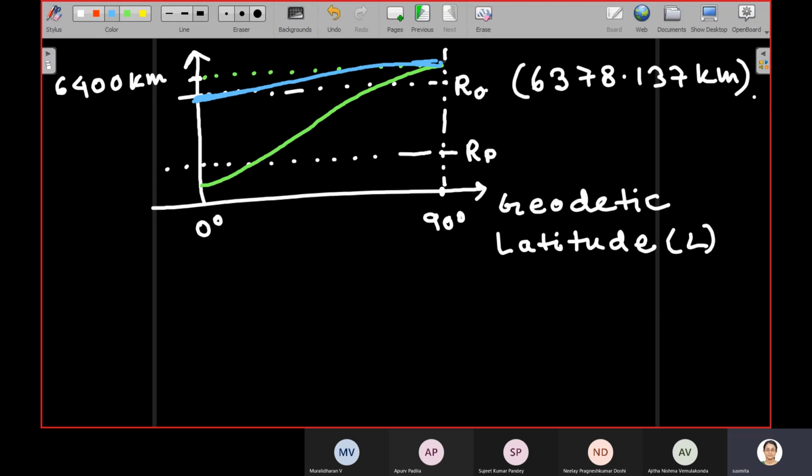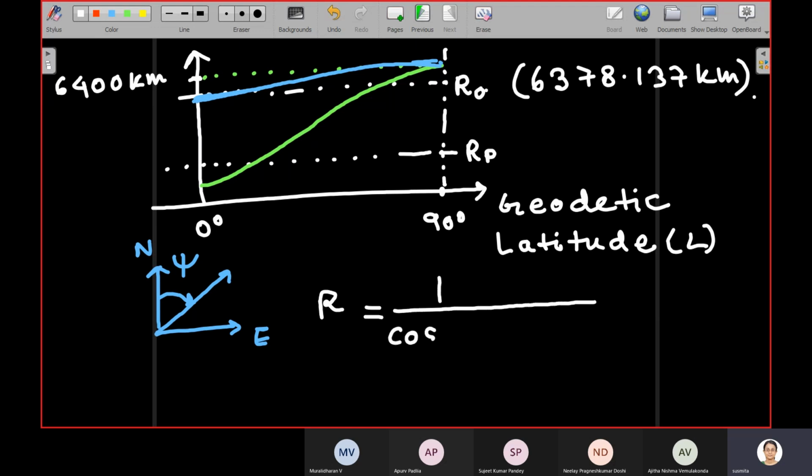Now, which radius of curvature will you pick when you move in an arbitrary direction? So in the northeast plane, this is north, this is east. So suppose you move in this direction, that the direction of travel makes an azimuth angle psi. Which radius of curvature will you pick? So for any arbitrary direction of travel with azimuth psi, the radius of curvature is given as this can also be shown.